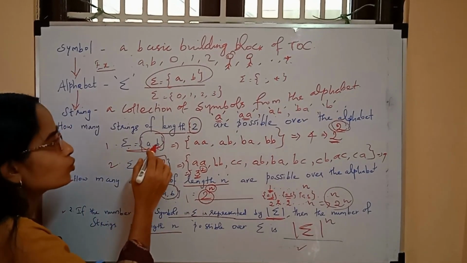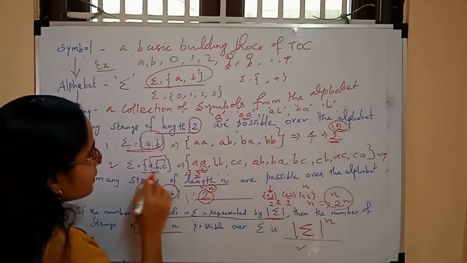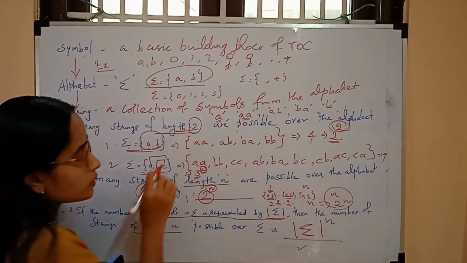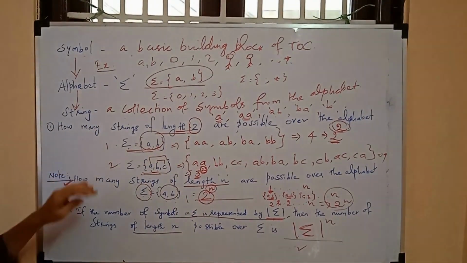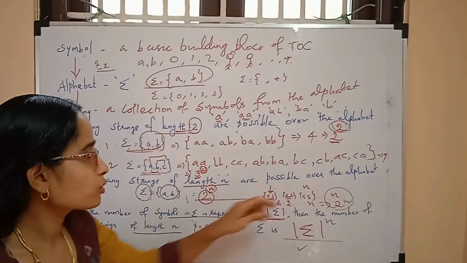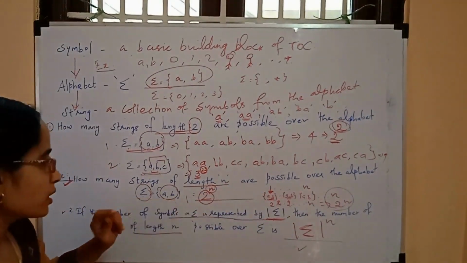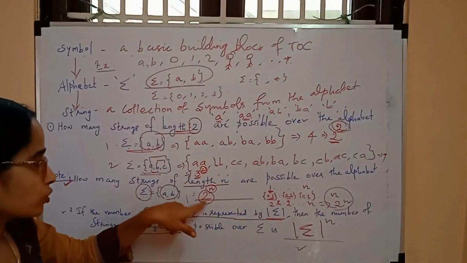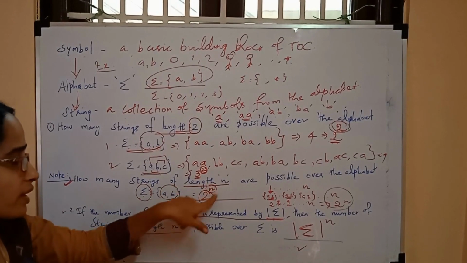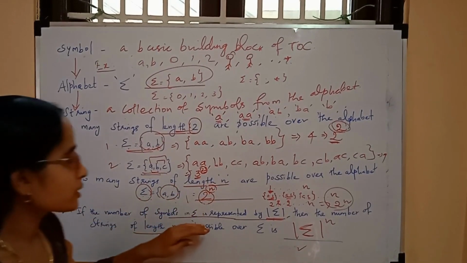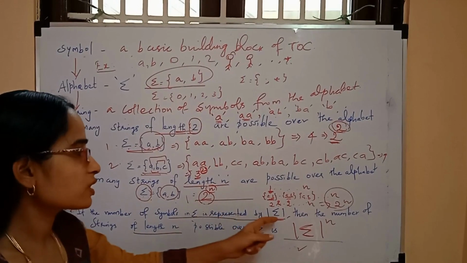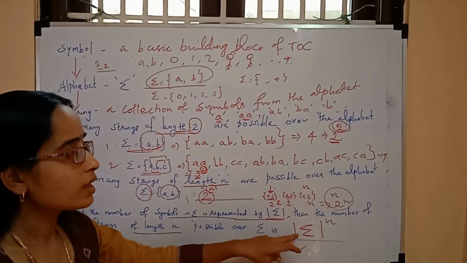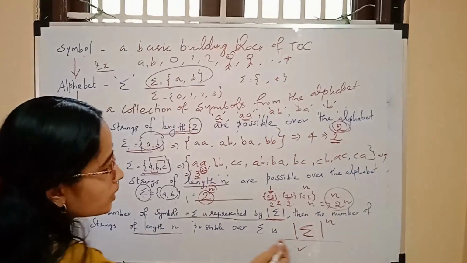When there are 2 input alphabets, the answer is 2 power 2. When there are 3 input alphabets, it is 3 power 2. This 2 represents the string length, and from this we derive how many strings of length N are possible over the alphabet sigma {A, B}. This is the number of elements in the set sigma, that is 2, and the length is N, so 2 power N will be the answer. And if the number of symbols in sigma is represented by mod of sigma, then the number of strings of length N possible over sigma is mod sigma power N. This is the count.